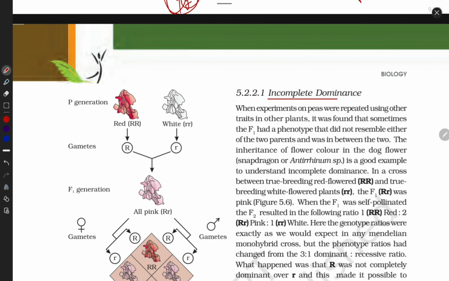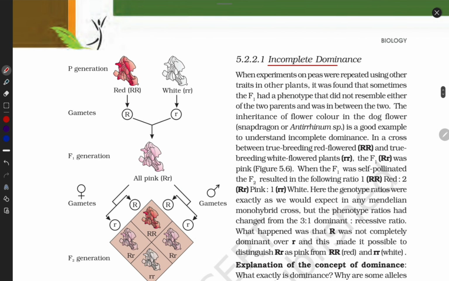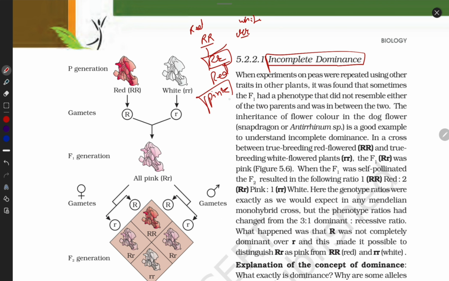Incomplete dominance. Here the concept changes a little bit. We know that if we cross capital R with small r, assume this is capital R, red in color, and this is small r, white in color. Now if we cross according to the law of dominance, we get all red flowers. But if we go according to incomplete dominance, we find pink color flowers, because this time both express themselves and together they make this flower.